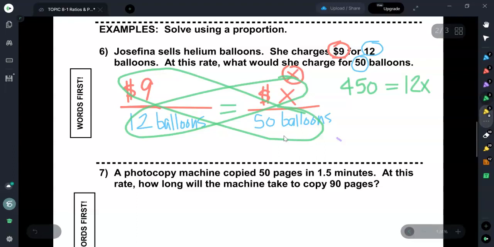So now I'm going to solve this just like I would an algebra equation. Remember, I want to divide both sides by what's in front of my x. And again, why do I do that? I don't want to know what 12x's is worth. I want to know what 1x is worth. And so 12 divided by 12 gives me just 1x.